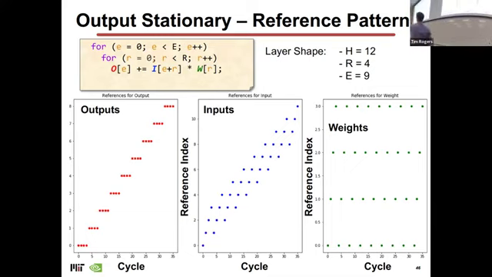What is happening on a cycle by cycle basis? Okay, so the x-axis in each of these graphs is a cycle of this processing element that's accumulating things together.